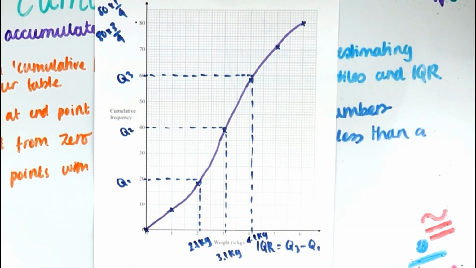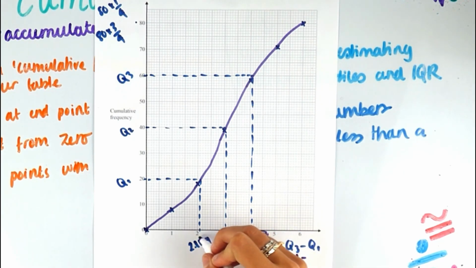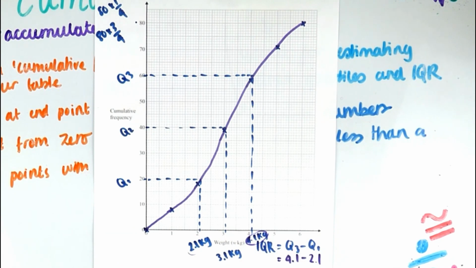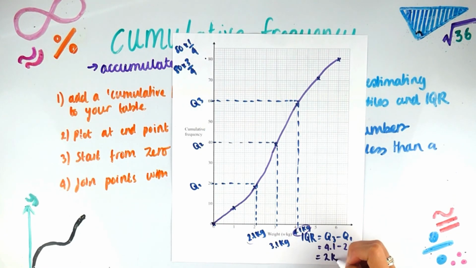So therefore, when we do the interquartile range, we do Q3 minus Q1, which is 4.1 minus 2.1, which gives us an answer of 2 kilograms for the interquartile range. So that's how you do those values there.